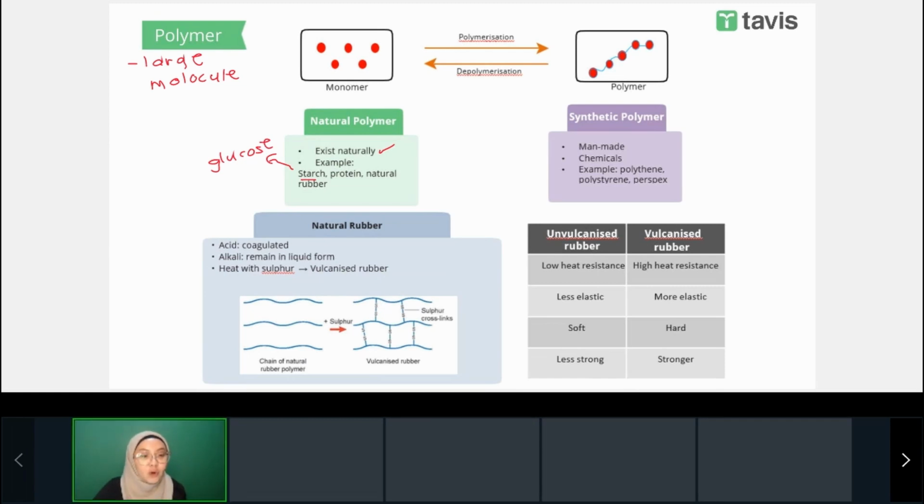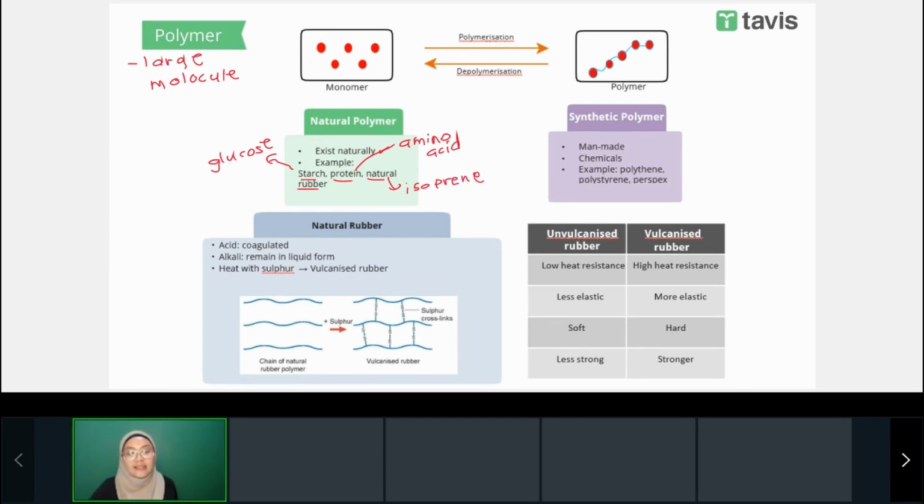Yeah. The monomer of the protein. Anyone know the monomer of the protein? Amino acid. And natural rubber. The monomer of natural rubber is isoprene.